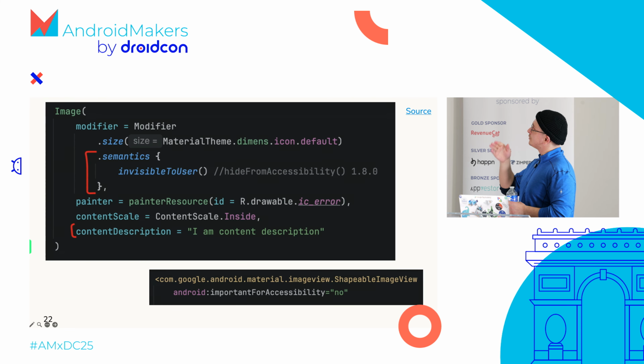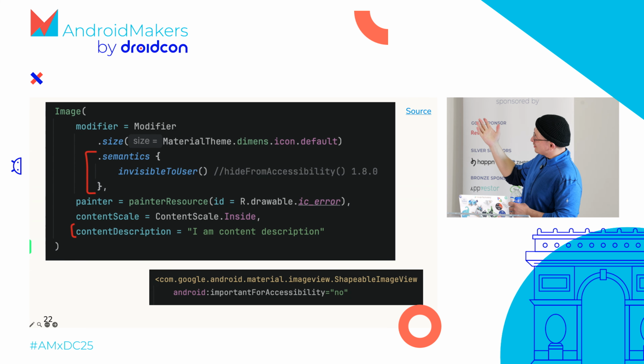You can still use your content description like here. You can keep it, and then you can define semantics invisible to the user, or in XML, it was called important for accessibility, no. And then the assistive tech would just ignore it. This invisible to user is, as of now, not a very good name, I would say, but in Compose 1.8.0, they promised to rename it to hide from accessibility, which makes me happy.